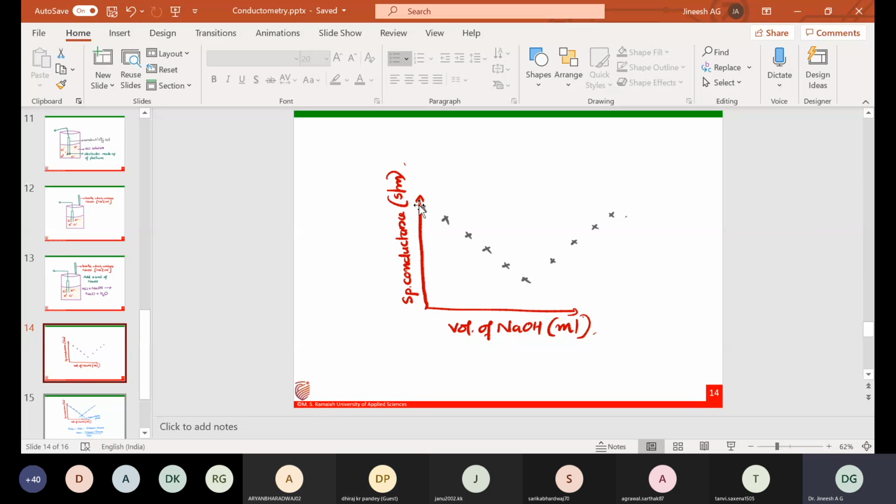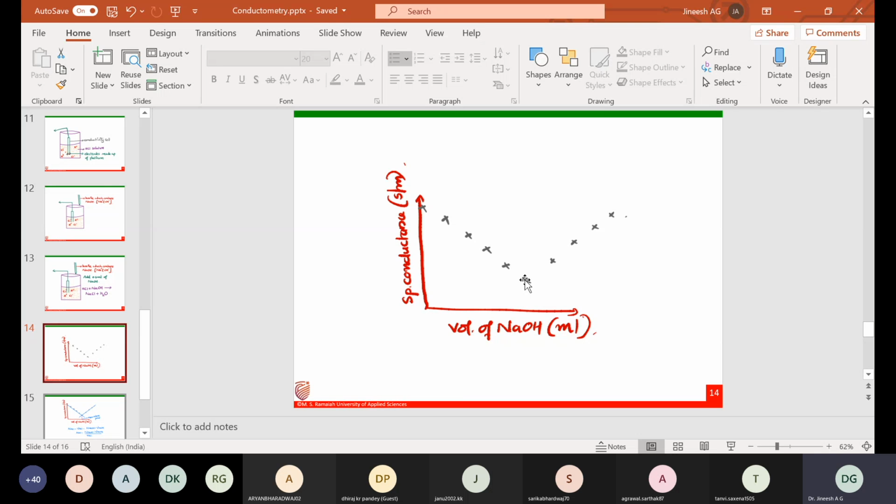Yes, sir. When you add 0.5 ml, conductivity decreases. Again, you add 0.5 ml, conductivity decreases. Reason? Highly mobile H plus ions were replaced by less mobile Na plus ions, right? H plus ion concentration decreases. That's why the conductivity decreases, and neutralization happened, right?